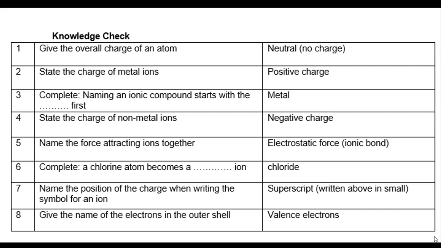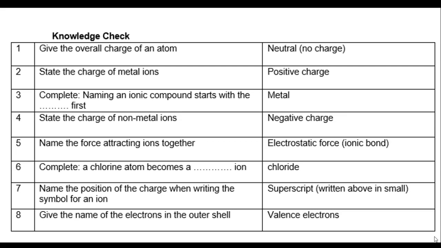A chlorine atom becomes a chloride ion. The name changes slightly, which is a negative ion. It's an example of a non-metal ion. The position of the charge when writing the symbol for an ion.